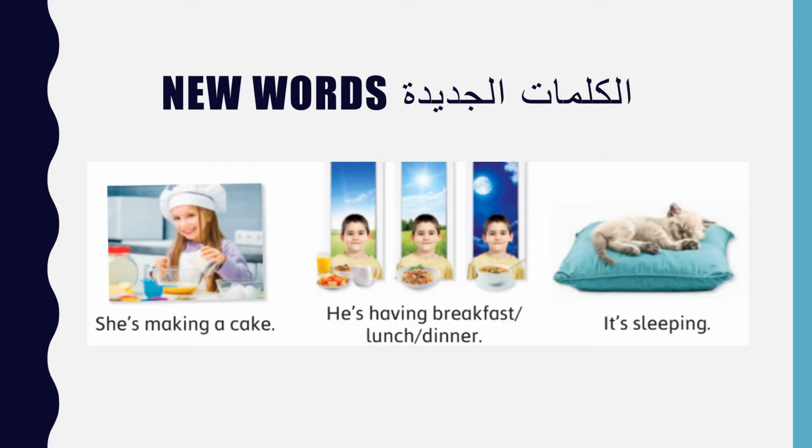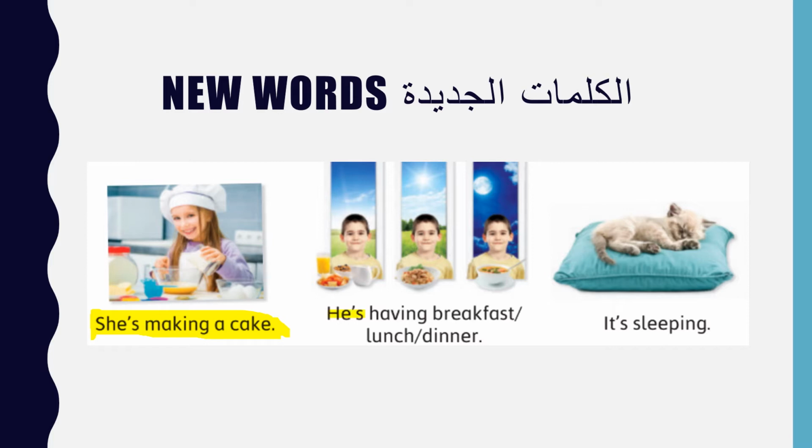First we have the new words. Let's see. Number 1. We have this girl and we have the sentence She's making a cake. She's making a cake. Or she is making a cake. Okay. This is for picture number 1. Picture number 2.